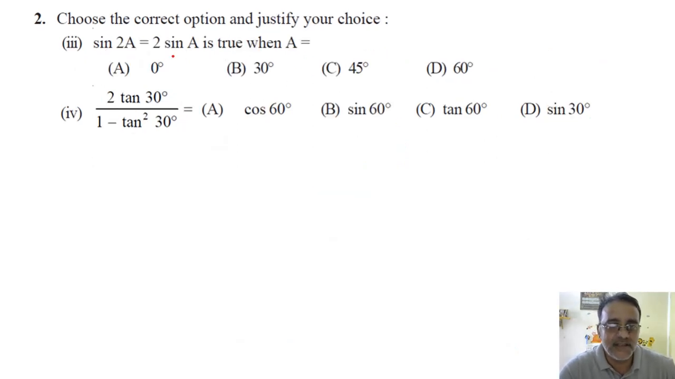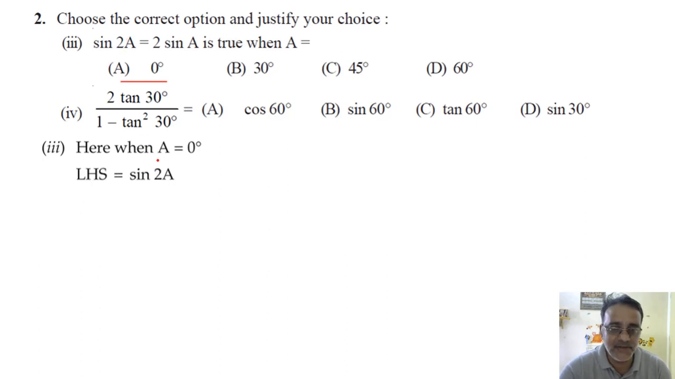Sin 2a is equal to 2 sin a is true when a is equal to... So let us check for 0 degree. What is the LHS here? Sin 2a, and the RHS is 2 sin a. So we start here with a equal to 0 degree. Our LHS is sin 2a. So substitute a equal to 0. What will you get? Sin 2 into 0, that is sin 0, which is equal to 0.